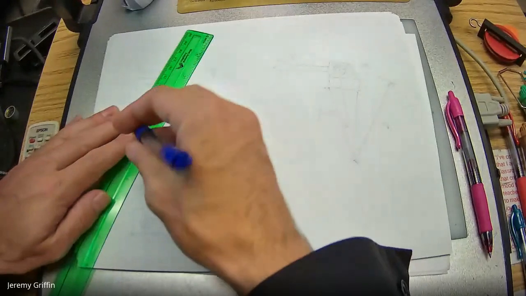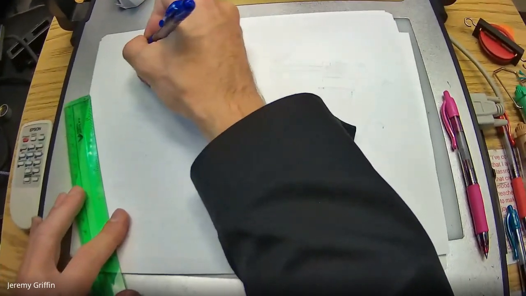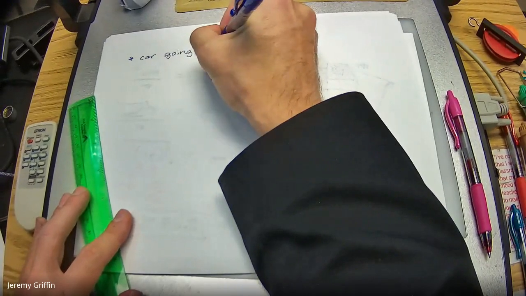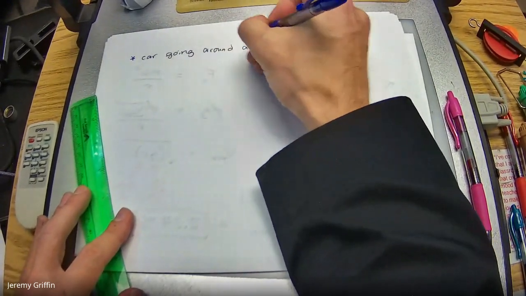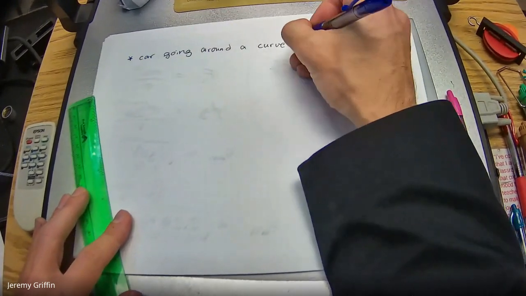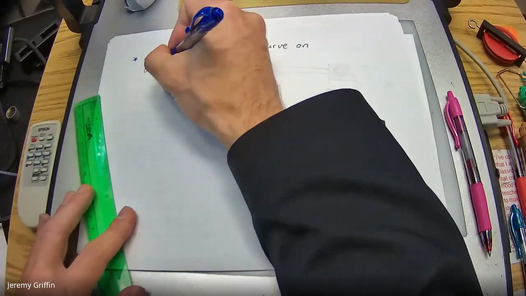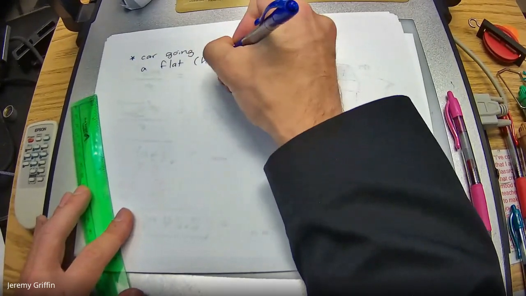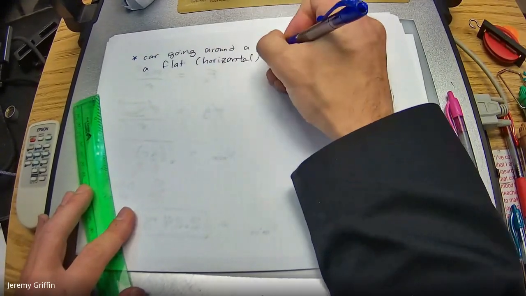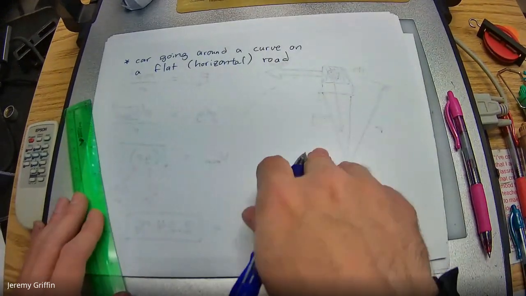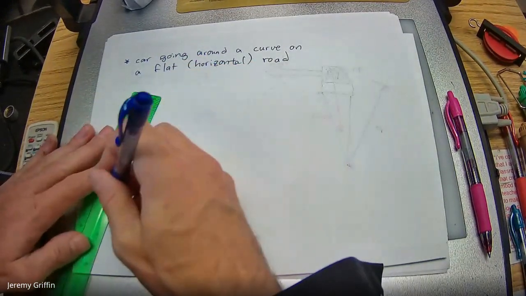Now let's do a car going around a curve. I'll have a car going around a curve on a flat road. When I say flat, I mean horizontal, like no banks. We'll look at the banked road in a few minutes, but not yet. So just a flat horizontal road.